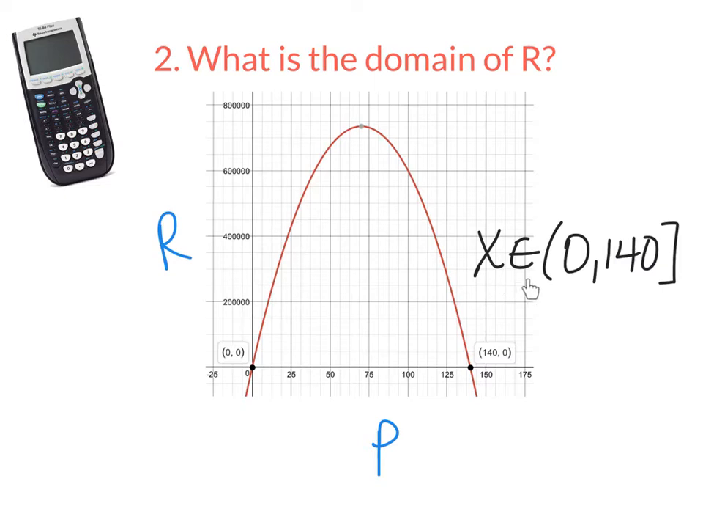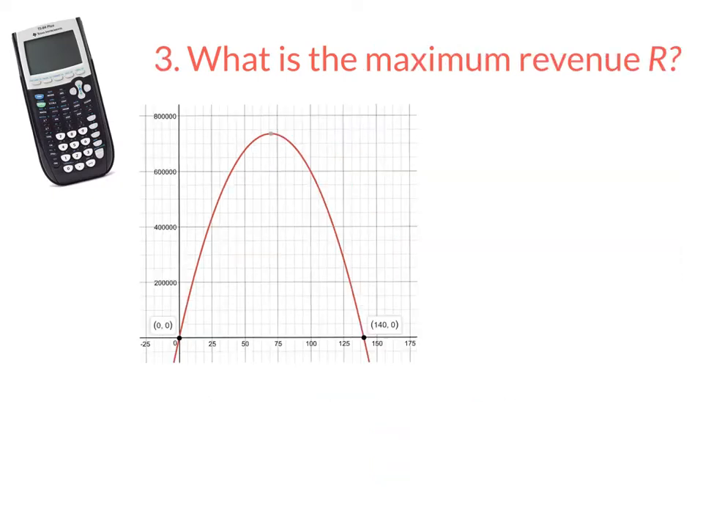So x as an element goes from 0 to 140. It doesn't include 0 because I'm not going to sell something for 0 as a price, but I can sell it for 140, so that's why it includes it. Now let's find the maximum revenue R.